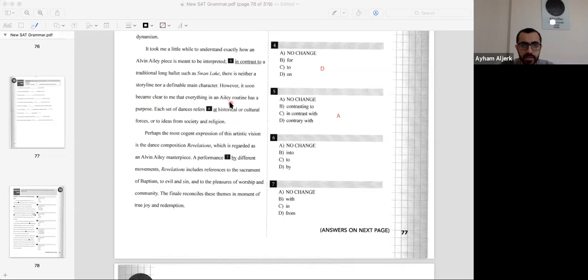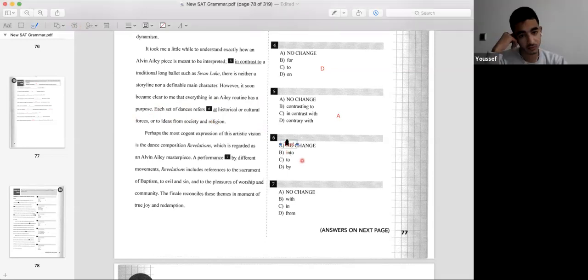However, it soon became clear to me that everything in an Ailey routine has a purpose. Now, each set of dancers refers blank historical or cultural. Again, when we say "refer," we need to use "refer to." Thank you.